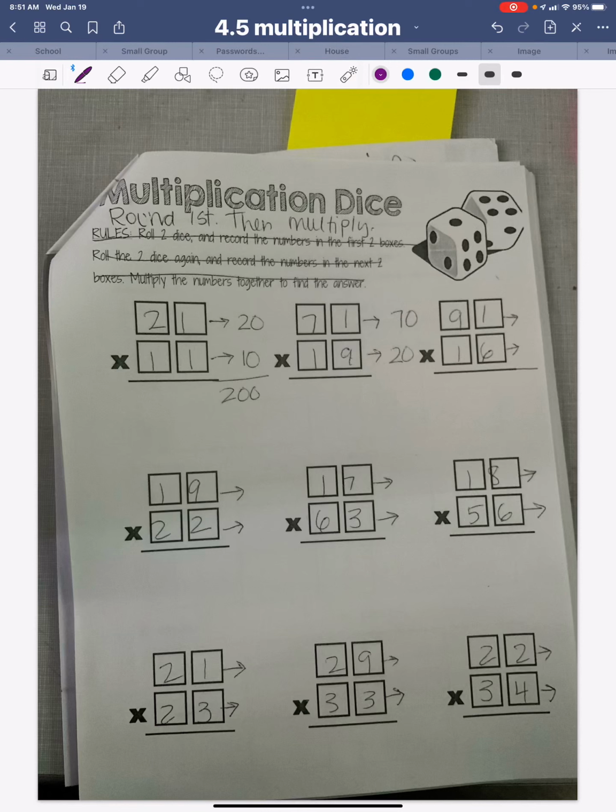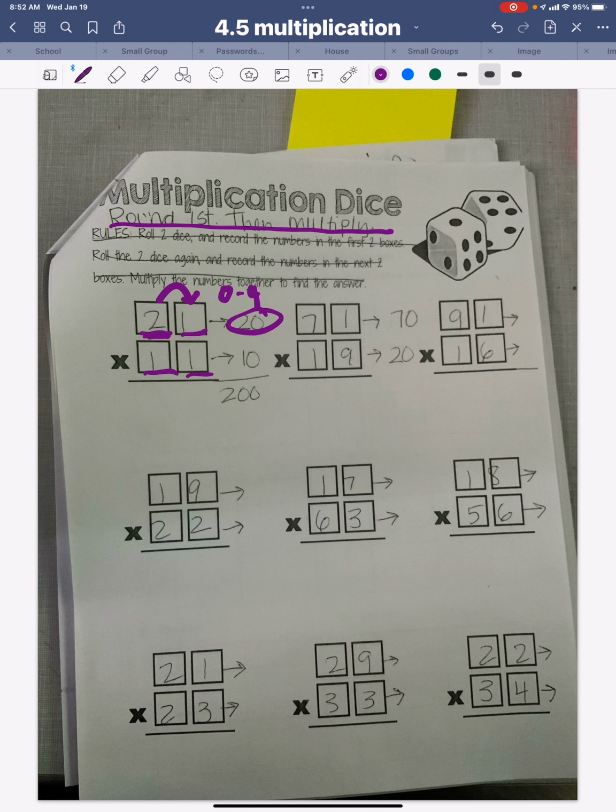Hey guys, for this lesson we're looking at rounding and then multiplying, okay? So we've got 21 times 11. So 21, remember we're rounding to the nearest tens. We look next door to our Karen. Karen is our boss, remember. It's a 1, and if it's between 0 and 4, the number goes down. So 21 rounded to the nearest 10 is 20.